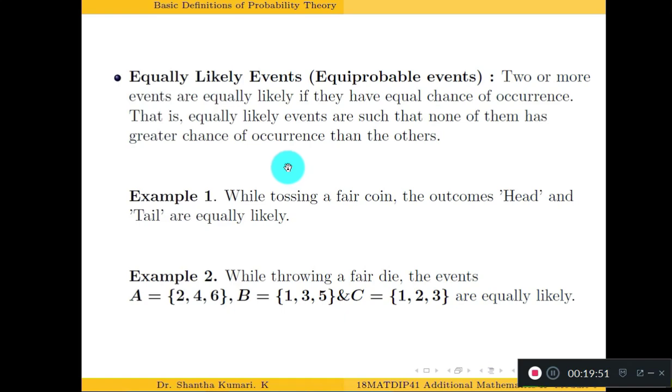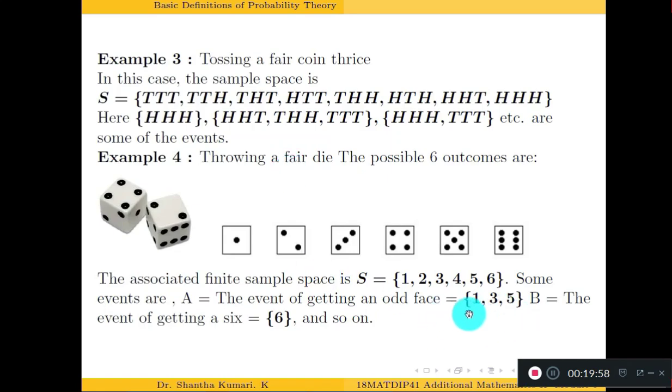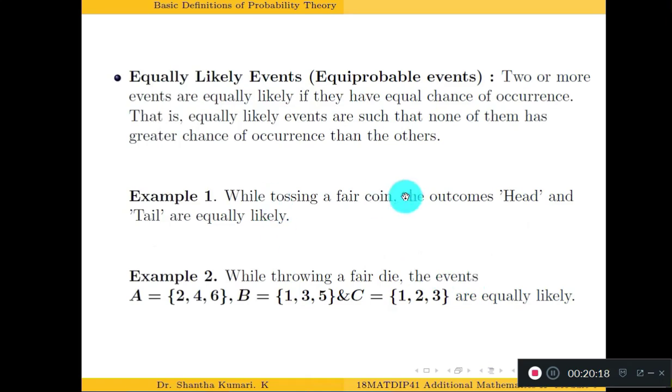Now one example just to tell you where they are not equally likely. For example, in the previous case, in the tossing of a die, this event contains 1, 3, 5, 3 elements, and this event contains only one element, 6. Clearly these two are not equally likely. Okay, these two are not equally likely. But in this case, when you toss a fair coin, head and tail are equally likely.